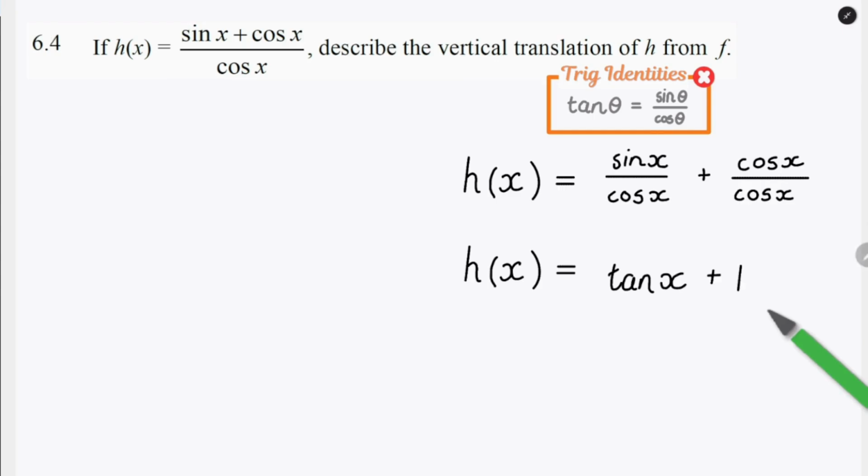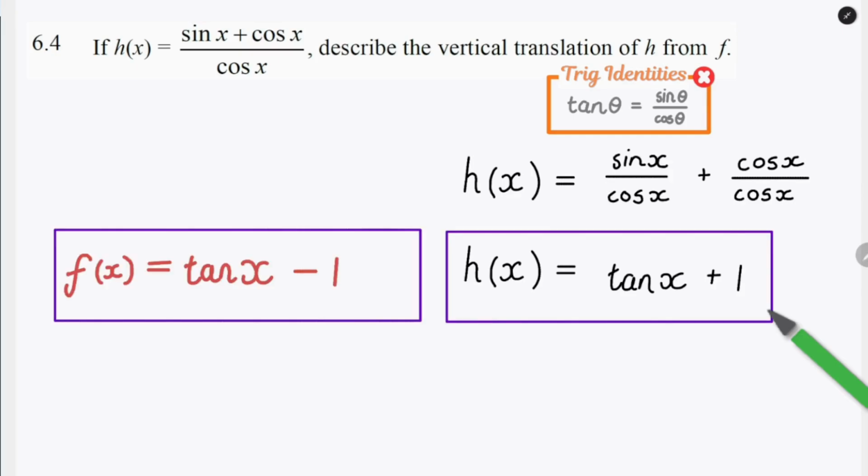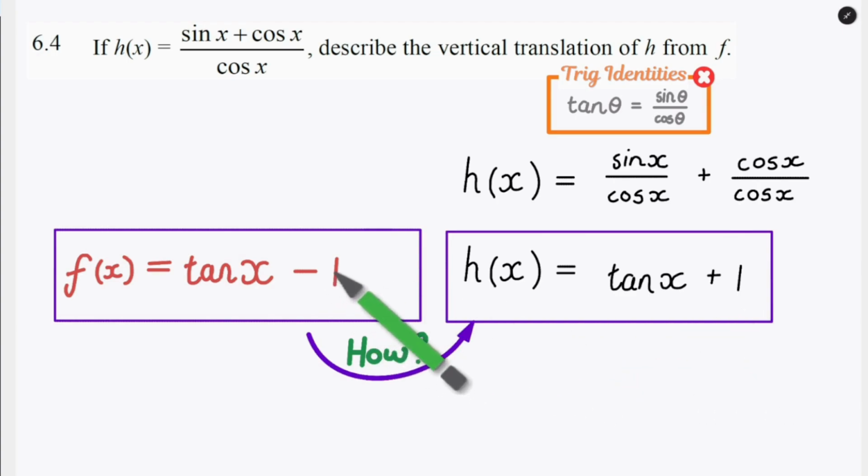So now what I like to do is I like to line h of x and f of x next to each other and ask myself, how did I transform f of x into h of x? Now the crucial difference I'm seeing here is negative 1 over here and plus 1 over here. So I'm going to ask myself, how can I change that negative 1 to a plus 1? And I'll simply just do that by adding 2.